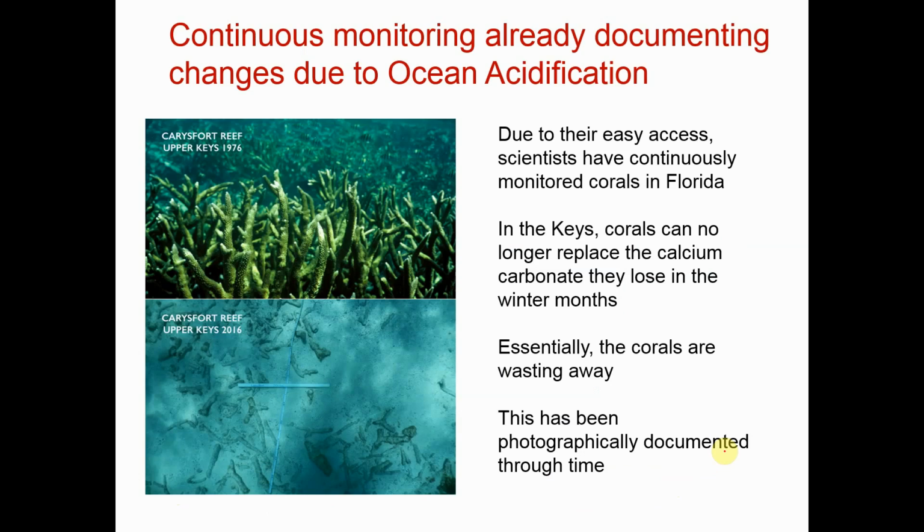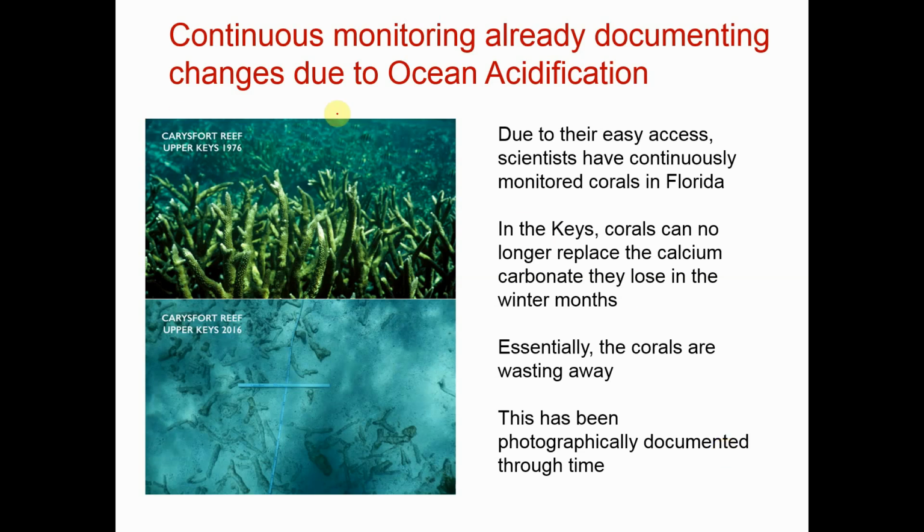So first of all, continuous monitoring is already documenting changes due to ocean acidification. One of the key places this has been done is the Keys of Florida, because due to their easy access, scientists have continuously monitored corals in Florida. And in the Keys, corals can no longer replace the calcium carbonate they lose in the winter months. Essentially, the corals in the Keys are wasting away. And this has been photographically documented through time.